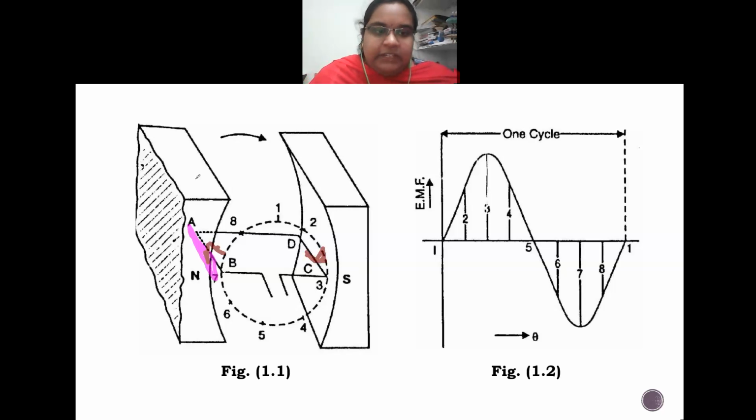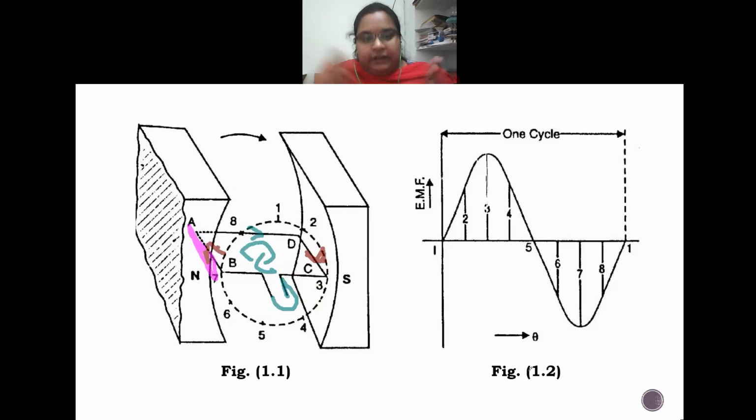From B to A will be the direction of the induced EMF in the conductor AB, and in the conductor DC the direction of the induced EMF is from D to C. As you can see, this completes the loop. This is showing us a total loop. If this circuit is closed, the direction of the current will be from B to A, then it passes through the load, and then it will come from D to C. That means the total current is flowing in this direction.